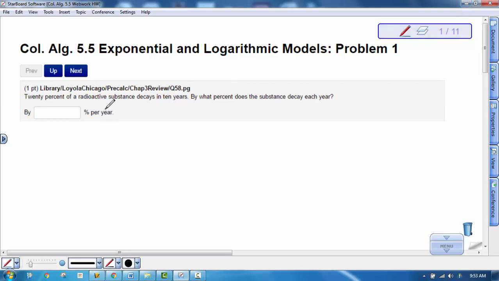Okay, this is 5.5, homework help. The first problem says 20% of the radioactive substance decays in 10 years. What percent decays each year?